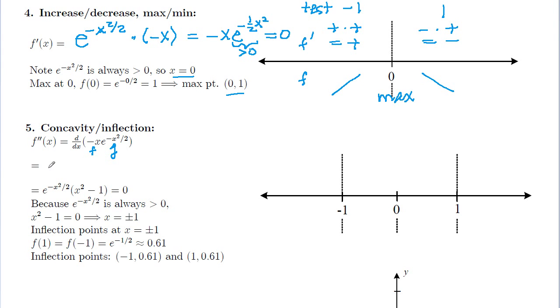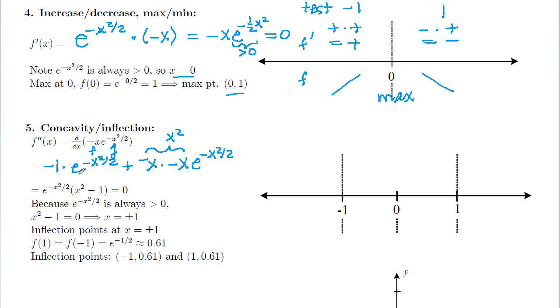So the derivative of negative x is negative 1, times your g, e to the negative x squared over 2, and then plus f, which is negative x, times g prime, the derivative of e to the negative x squared over 2. Well, that's right up here. So times negative x e to the negative x squared over 2 again. And so negative x times negative x there is going to be x squared.